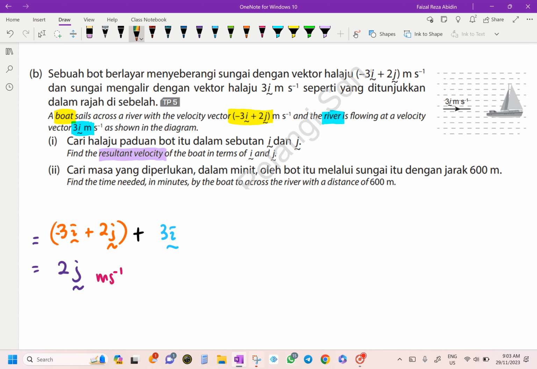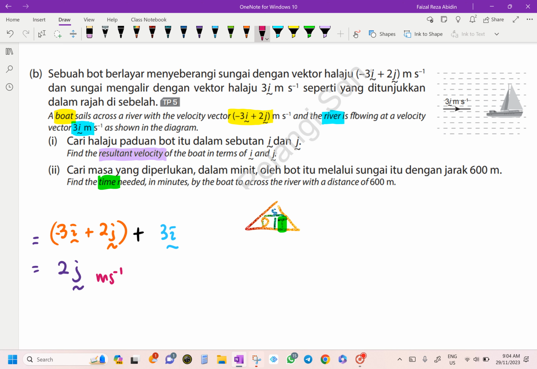Find the time needed in minutes by the boat to cross the river with a distance of 600. So DST, right? Speed equals distance over time. So what are you going to do first? Distance here is 600 meter, divided by 2, because we are going to find our time. Speed we already have, 2j.